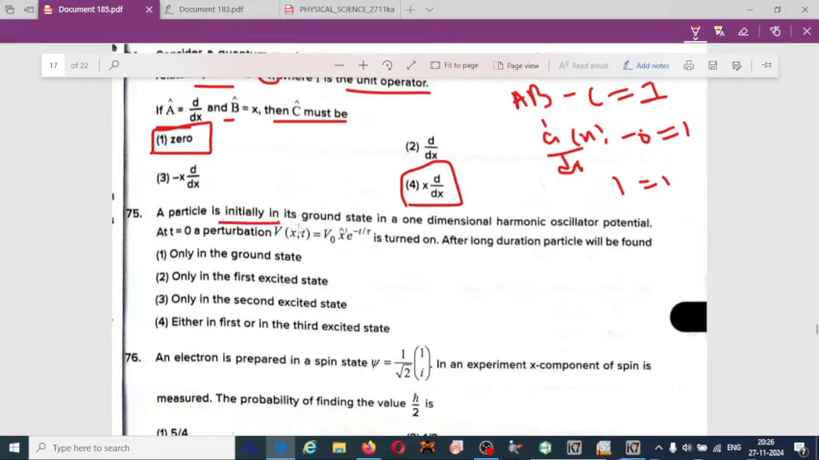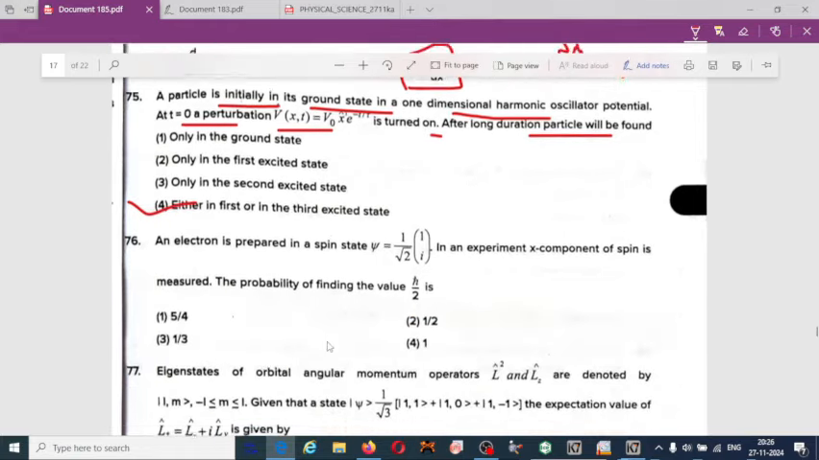A particle is initially in its ground state in a one-dimensional harmonic oscillator potential at t equal to 0. Perturbation V(x) is turned on. After a long duration, the particle will be found, option 4, either in the first or in the third excited state.